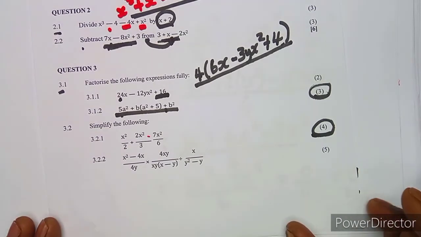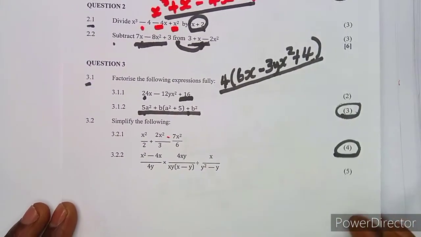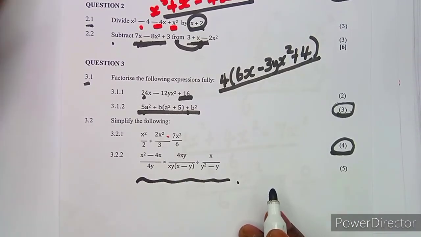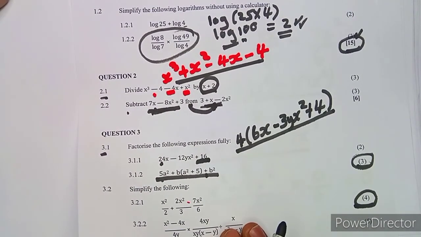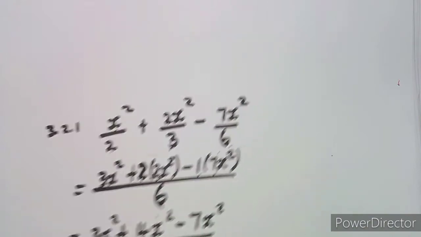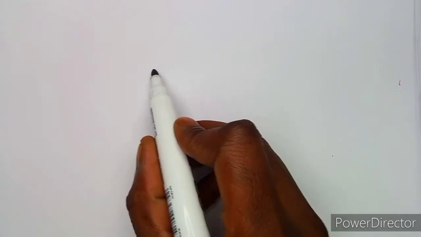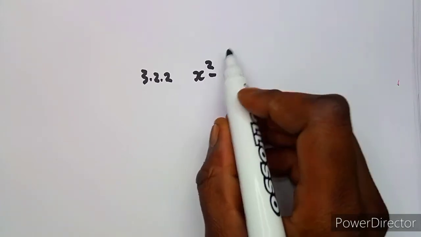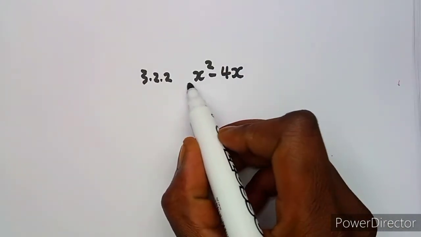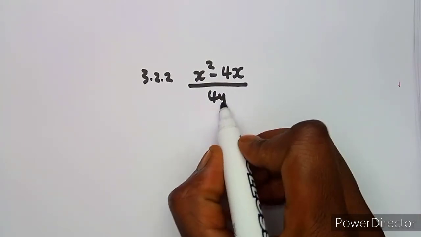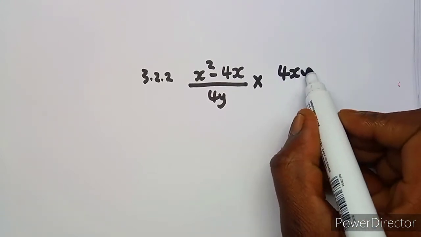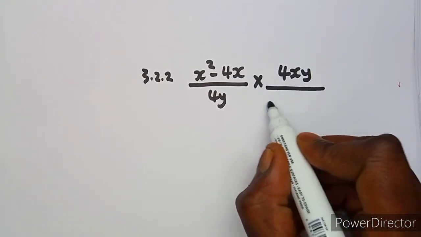Let's see 3.2, again, to simplify, but this time it's a little bit different from what we had. This time there is involvement of division and multiplication, which is something that you are supposed to link with factorization. We have to link with factorization because these are now expressions, so it's different from the previous part. But let's see how we're supposed to do it.